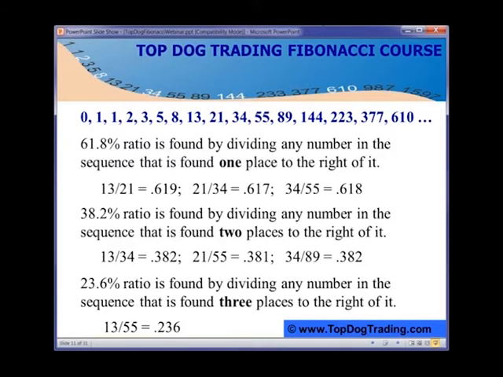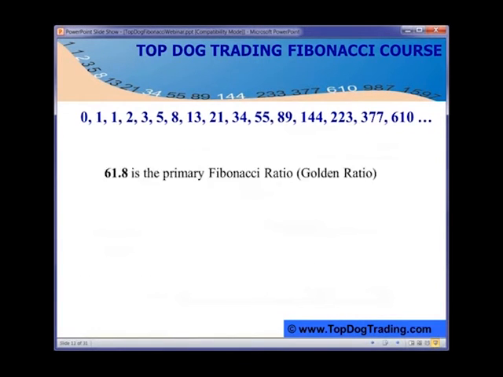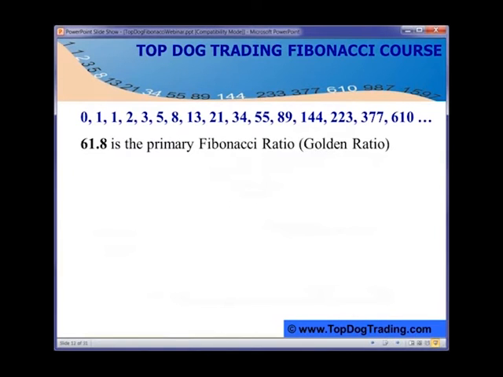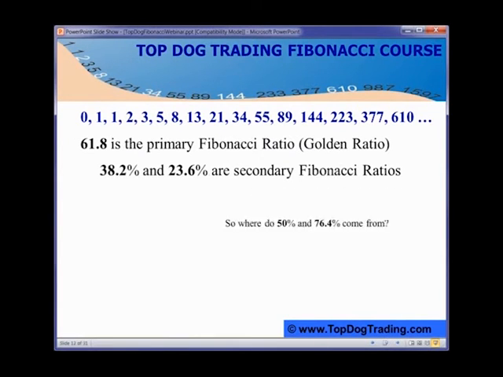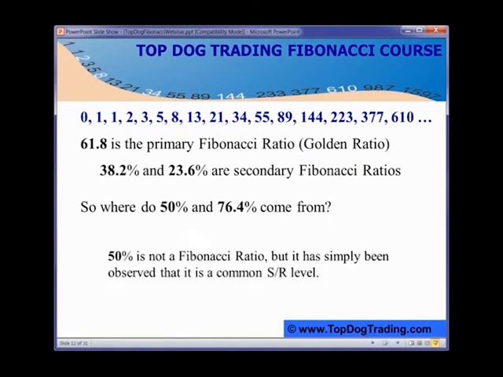All right. Now, a couple of others that we need to look at real quick before we move on and show you the application on charts. As I said, 61.8 is the primary Fibonacci ratio, the golden ratio. 38.2 and 23.6 are secondary ratios. Now, we also use 50% and 76.4. So where do they come from?